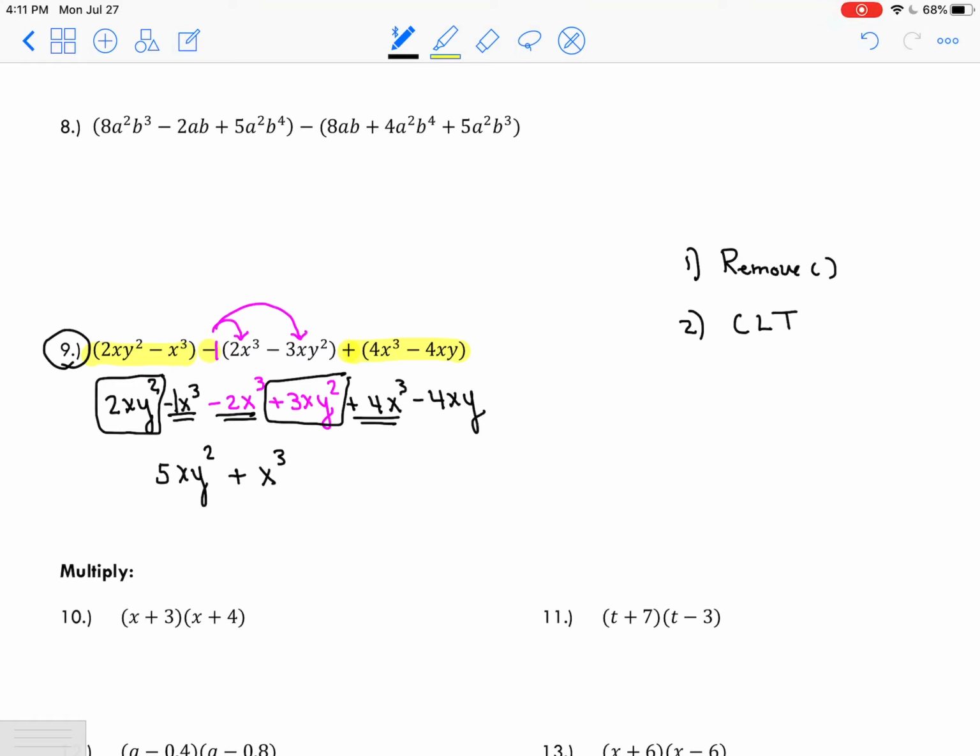Okay, and finally, so we've gotten rid of those. Finally, we just have this minus 4xy sitting at the end there. And we are finished. Nothing else that we can combine.